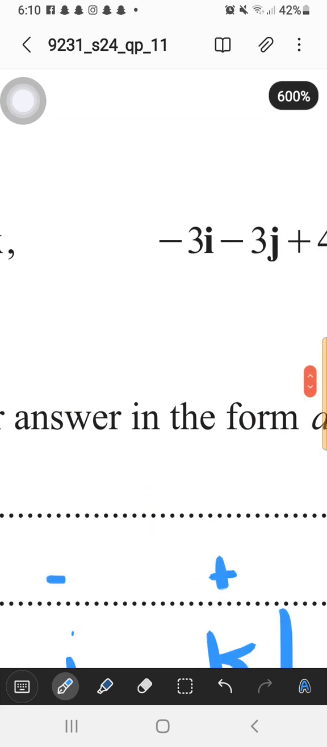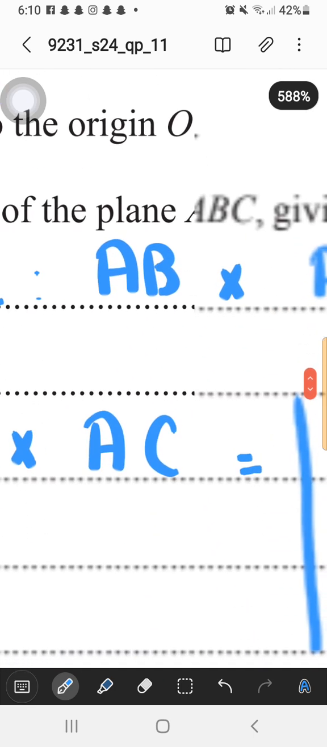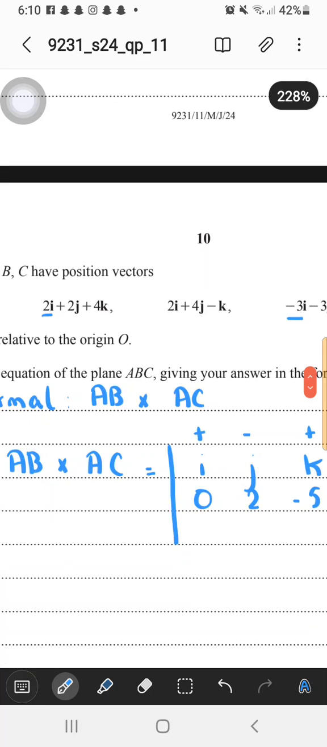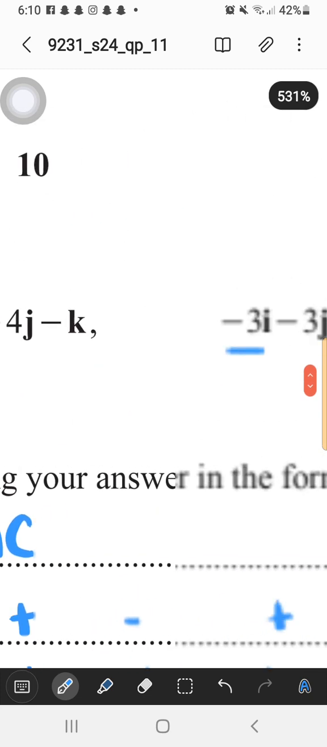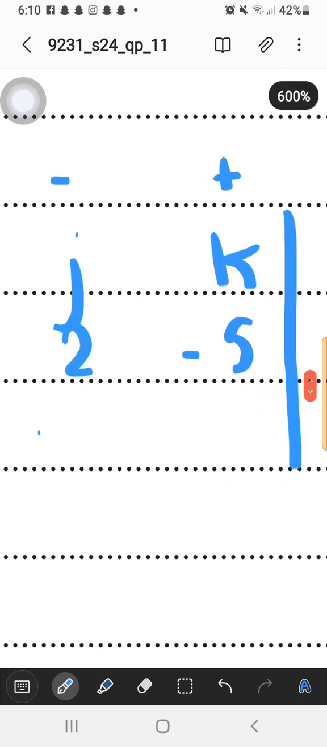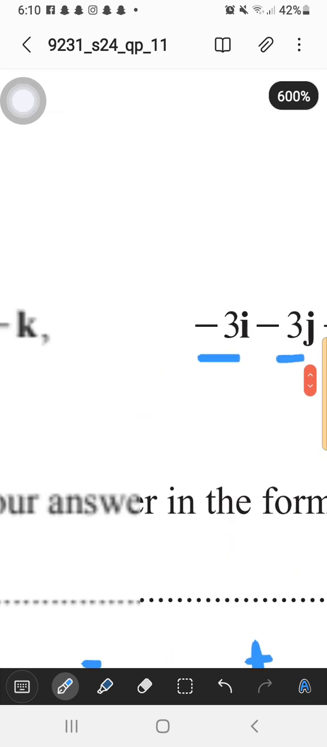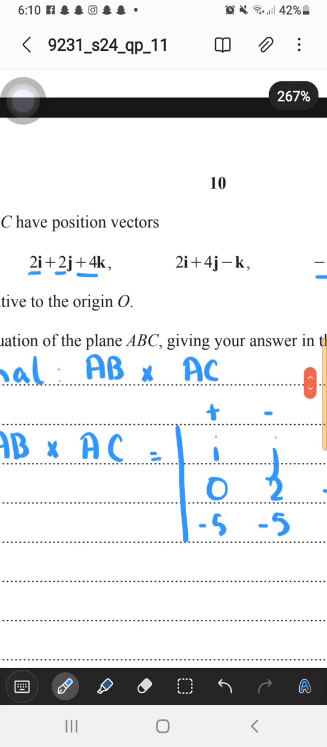It will be like this: minus 3 and minus 2 becomes minus 5. And then again minus 3 and minus 2 will become minus 5. Then plus 4 minus 4 becomes 0.